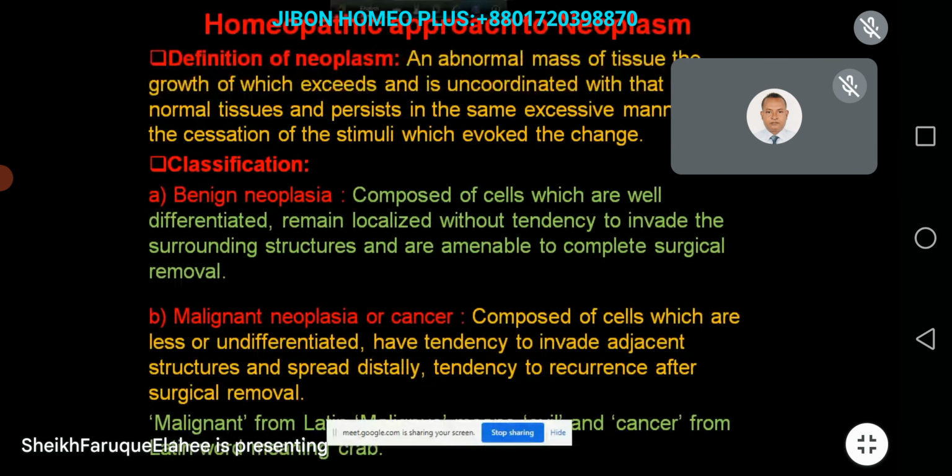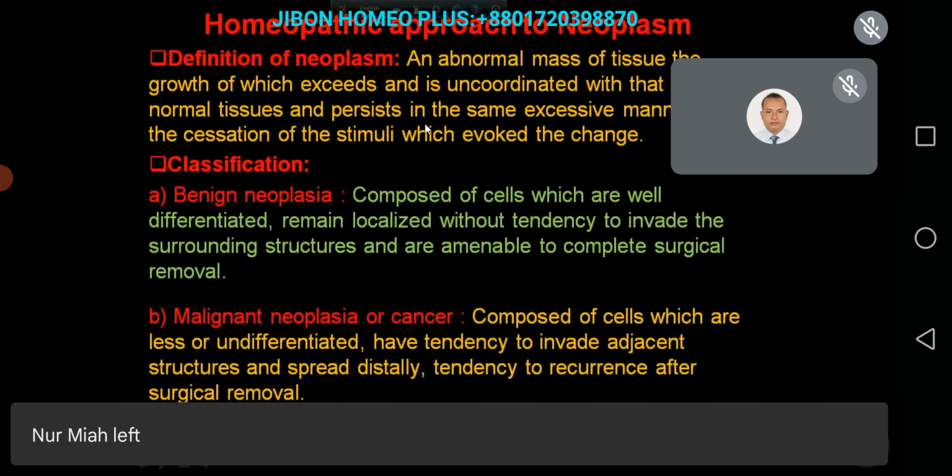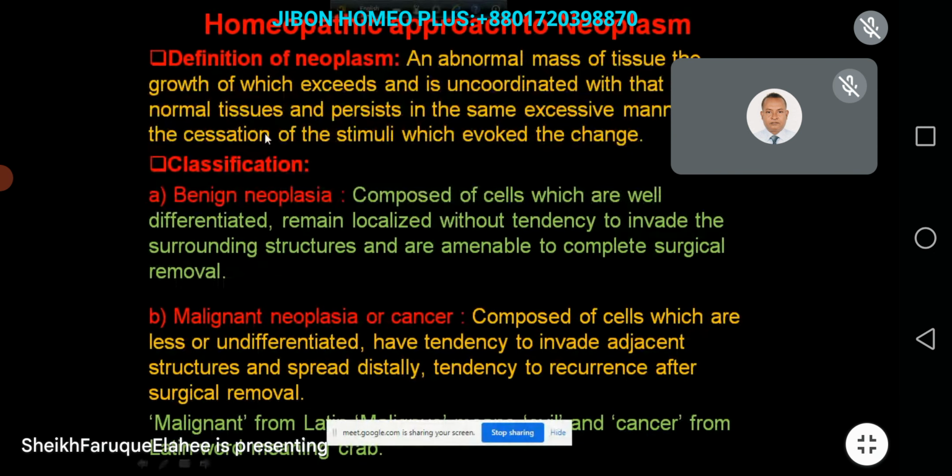So this is the homeopathic approach to neoplasm. Let us know what is neoplasm. Let me enumerate the definition. This is an abnormal mass of tissue, the growth of which exceeds and is uncoordinated with that of normal tissue and persists in the same excessive manner after the cessation of stimuli which evoke the change.